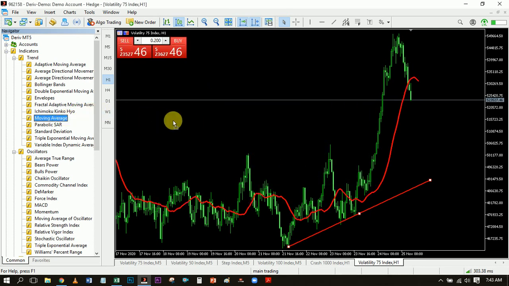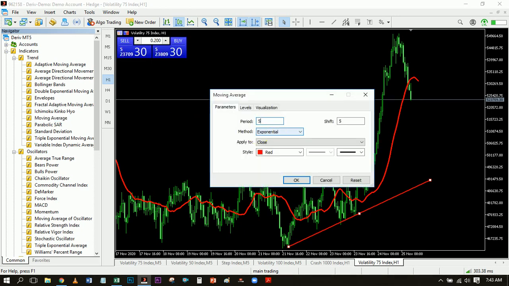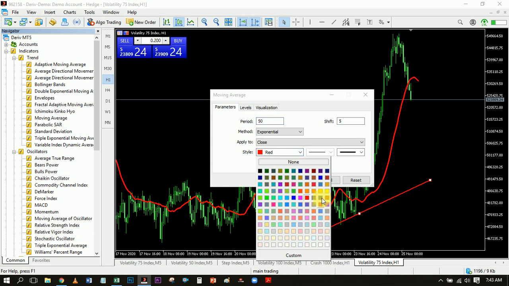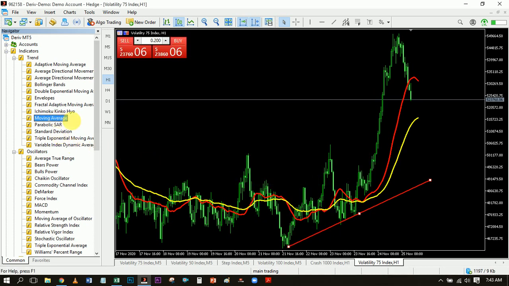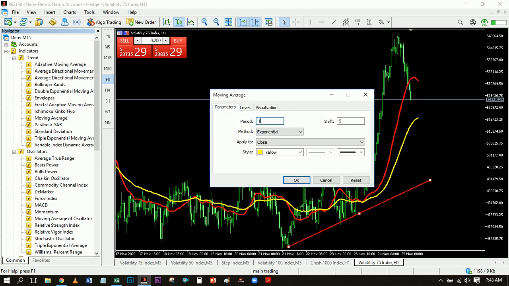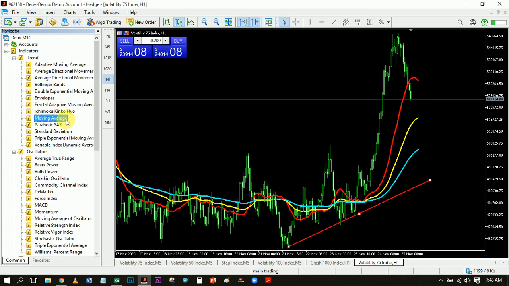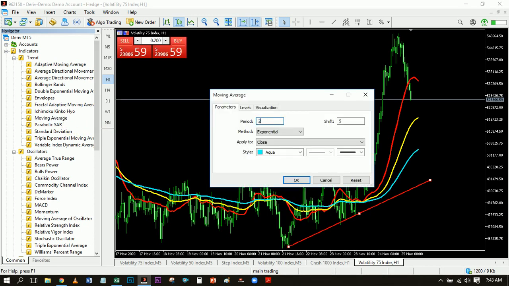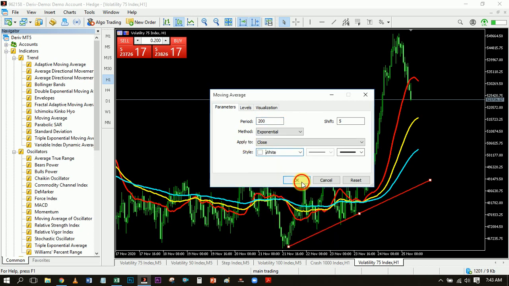So you can add the third one, just drag moving average here, then you can add 50. Let's make that yellow, click OK, then add the fourth one. This fourth one is going to be 100. Then you can make this one, let's say aqua, then OK. Then the last one is 200. You can make that white and you click OK.